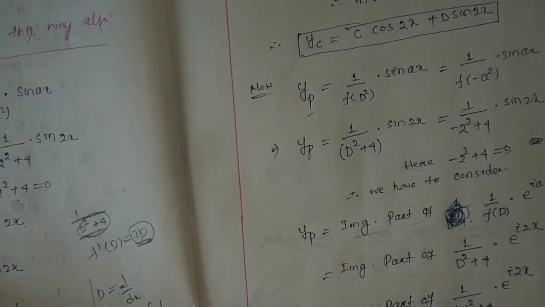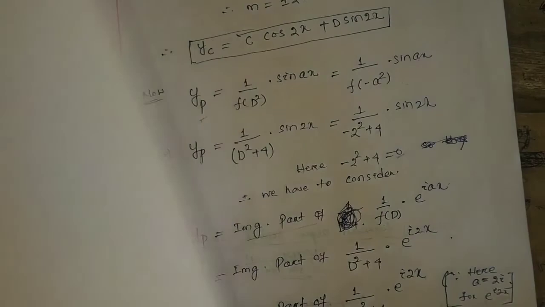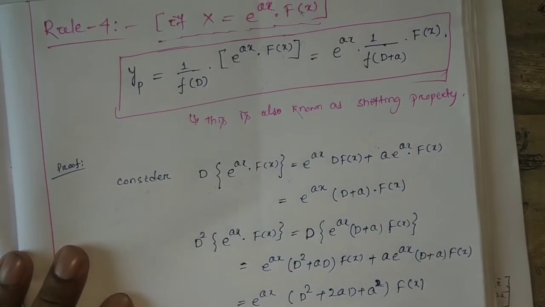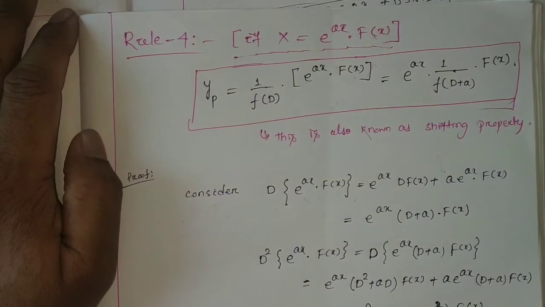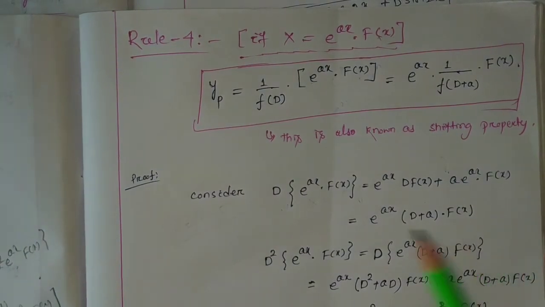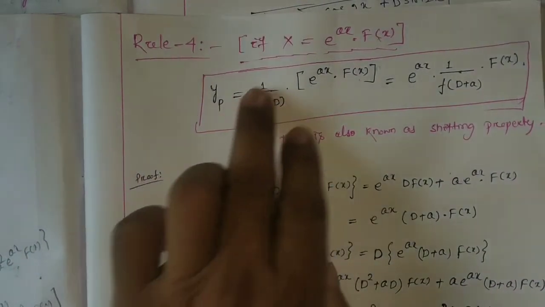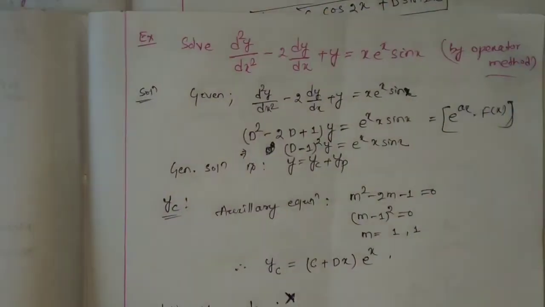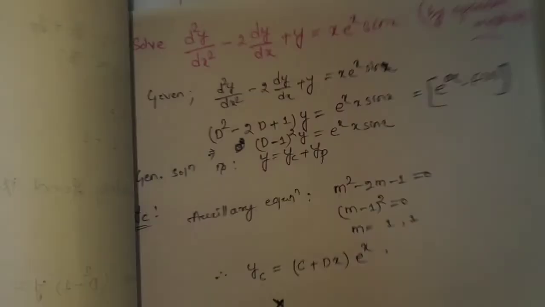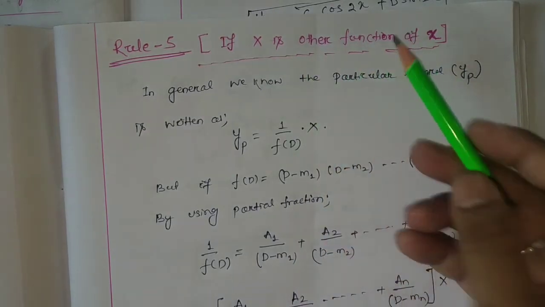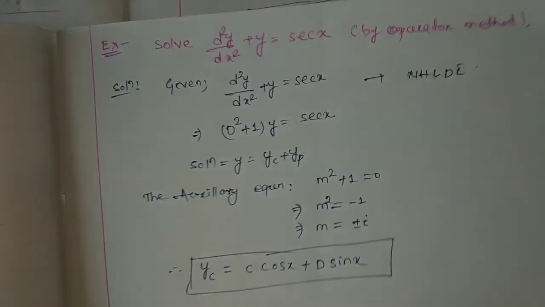Okay, now we are going to move to another rule, that is rule number 4. I think here we have to stop our discussion. In our next class, we are going to discuss rule number 4, that is, whenever x equals e to the power ax times f of x, what we have to do, and the corresponding problems, and rule number 5, where x is any other function, what we have to do, and its corresponding numericals.